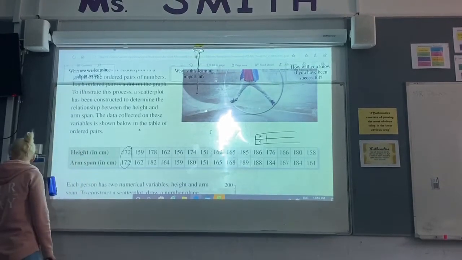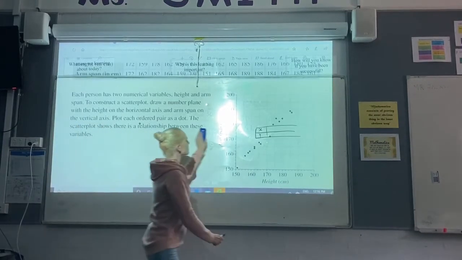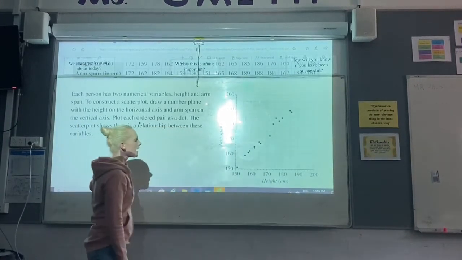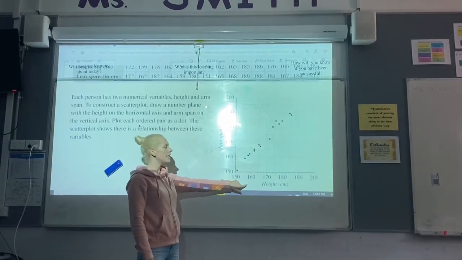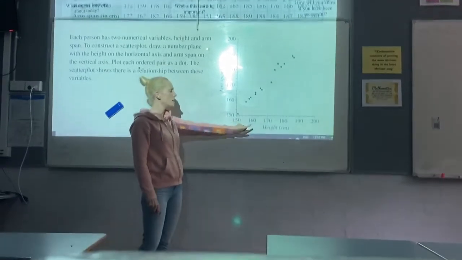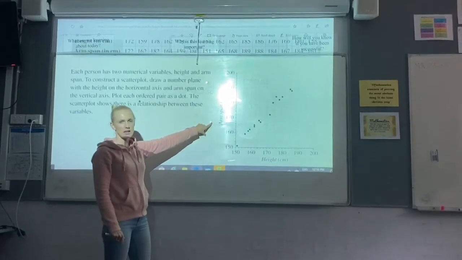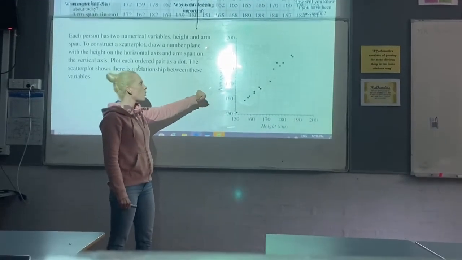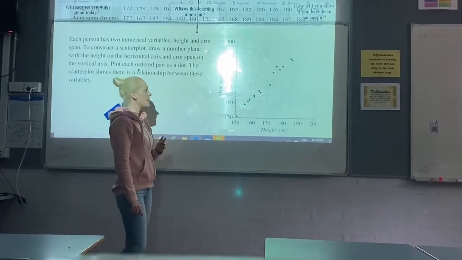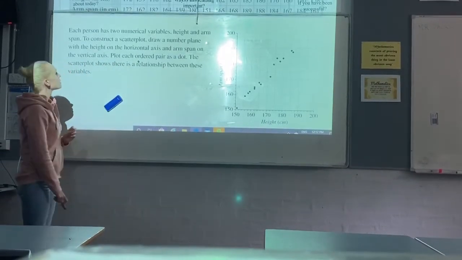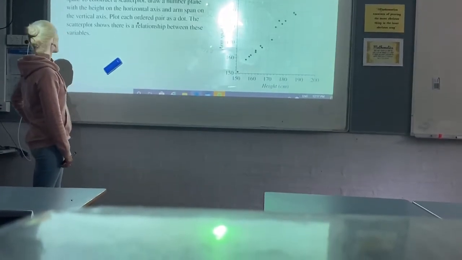Okay, so if we were to then put that on a dot, a scatter plot, this is what it would look like. Okay, so your X variable, whatever variable is at the top of your table, is your independent variable. So that would be our height, and then our arm span is our dependent variable, which is the Y, or the bottom row of our table of values. Okay, so each person has two numerical variables, a height and arm span.